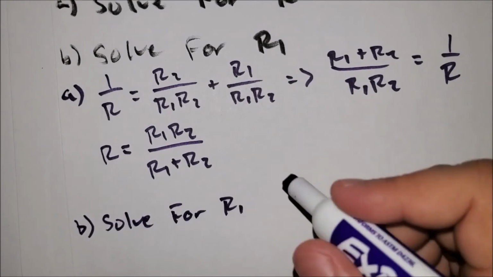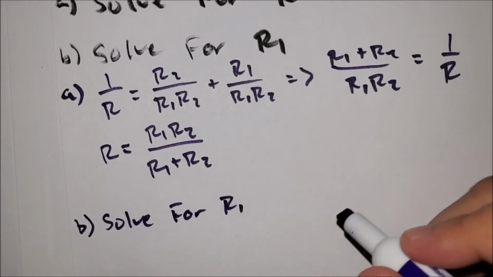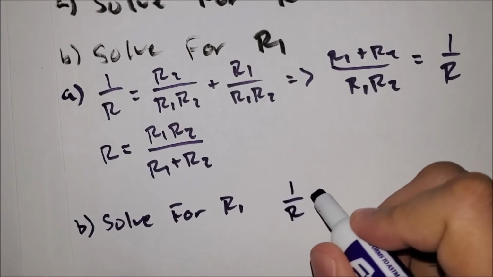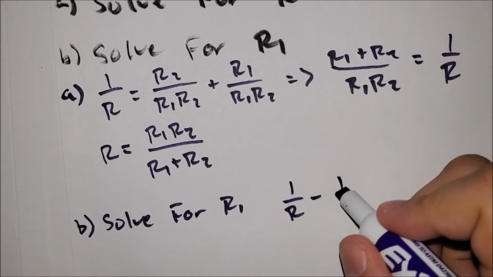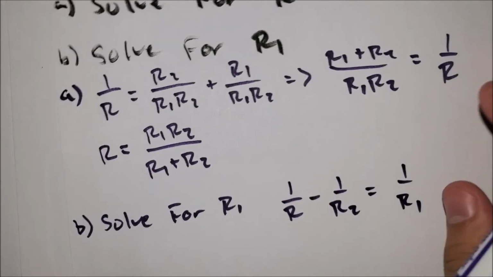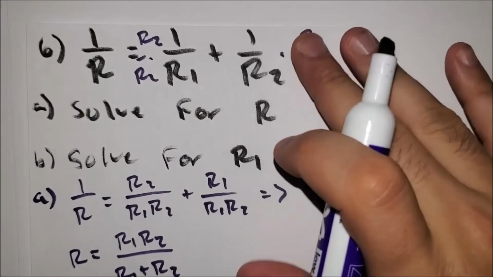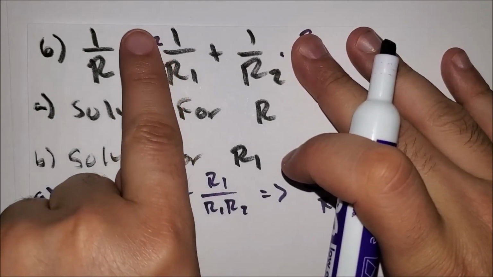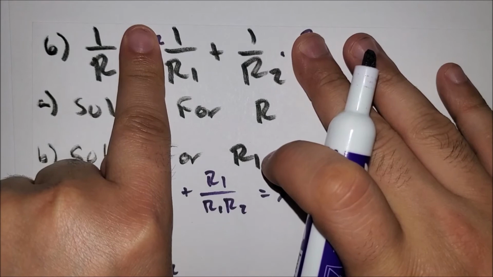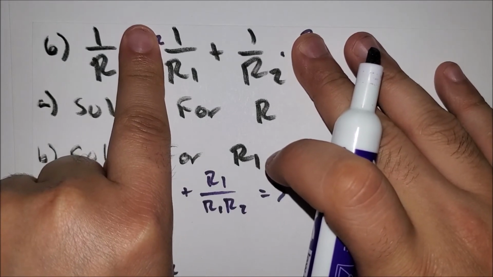So what we're going to do is first we're going to get R1 on one side of the equation. So we're going to have 1 over R minus 1 over R2 equals 1 over R1. All we did was we took this original equation, ignoring these bits, and we just subtracted 1 over R2 from both sides to get 1 over R1 by itself.